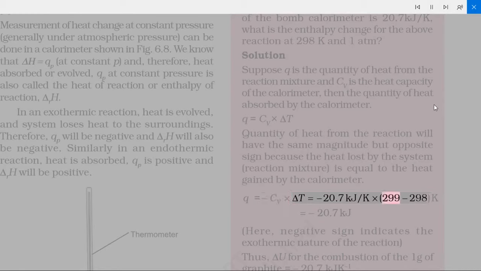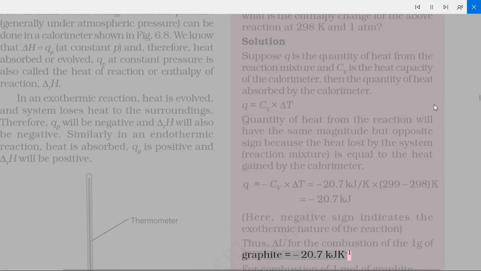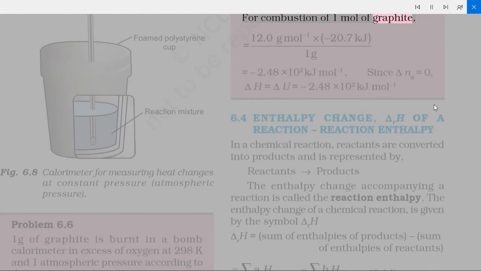Here, the negative sign indicates the exothermic nature of the reaction. Thus, ΔU for the combustion of 1 g of graphite is equal to −20.7 kJ. ΔU for combustion of 1 mole of graphite is equal to −2.48 × 10^2 kJ mol⁻¹, since Δng is equal to 0. ΔH is equal to ΔU, which is −2.48 × 10^2 kJ mol⁻¹.